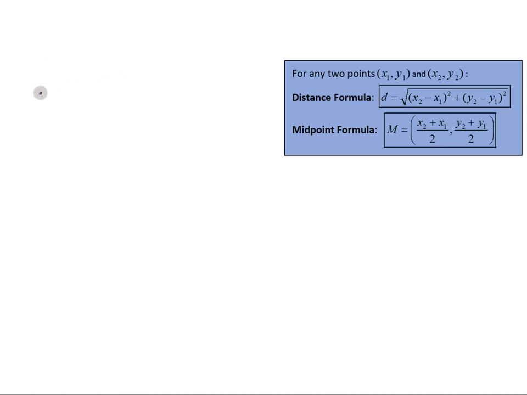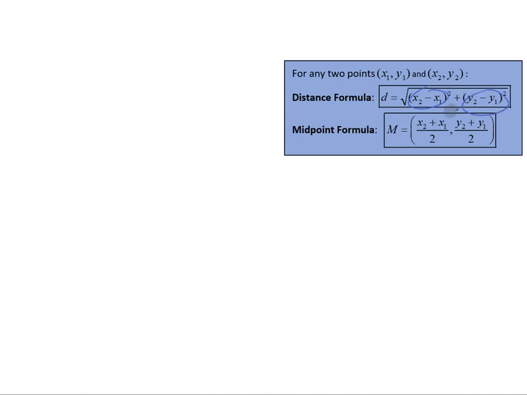Okay, everybody, we're going to start off a new chapter called conic sections, and I'll review what a conic section is in the next video. But for now, we're going to focus on a couple formulas that you learned in the past that we need to know. First one is the distance formula, which should look familiar.